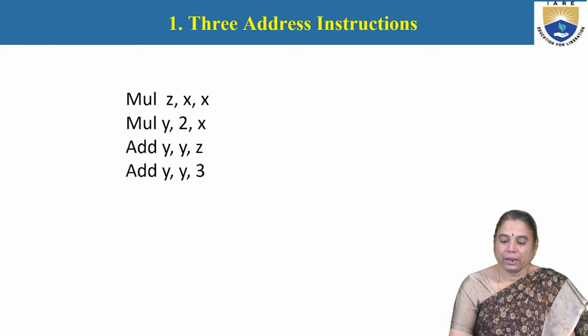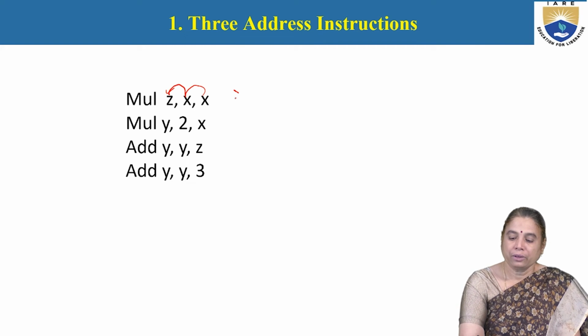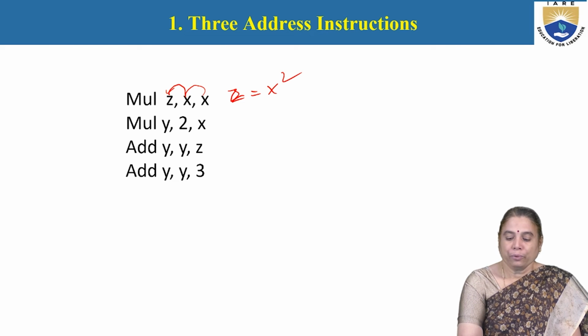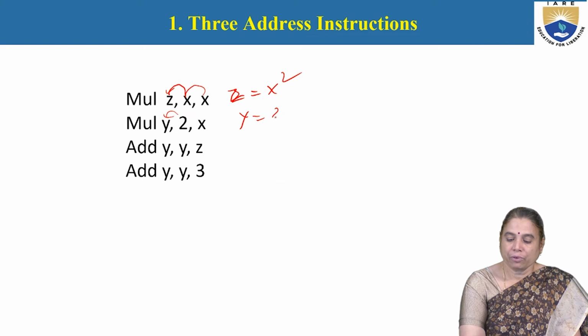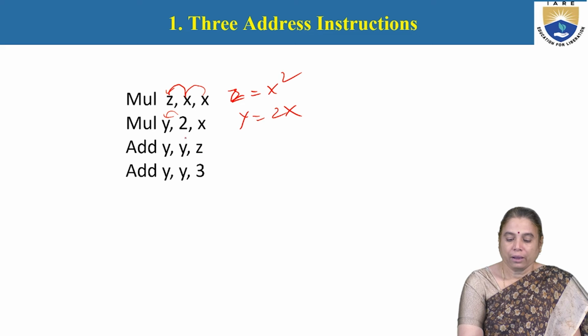So in case of 3 address instruction, to evaluate x square, multiply x and x and the result is stored in the z. So this is exactly equivalent to z equal to x square. Next, multiply 2 into x, that result can be stored in the y. Y is equal to 2x. Add y, z and the result is stored in the y. So y is equal to x square plus 2x.